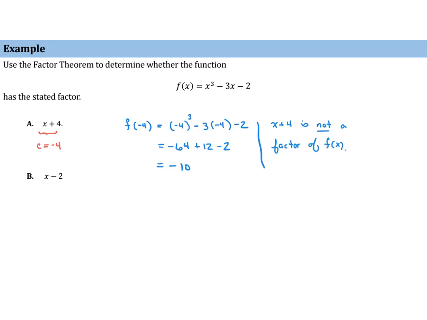So let's look now at our next example. So in part B, c equals 2. So f of 2 equals 2 cubed minus 3 times 2 minus 2. That gives us 8 minus 6 minus 2, which is 0. So since 2 is a 0, then x minus 2 is a factor.